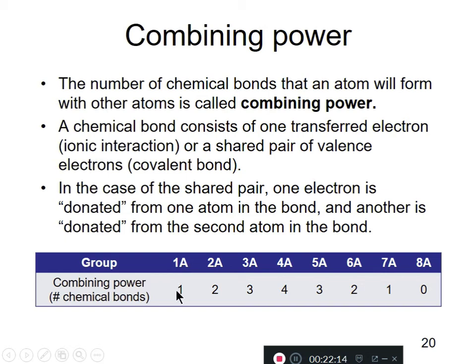So remember, the pattern was 1, 2, 3, 4, 3, 2, 1, 0. Elements in group 1A will form one bond. Elements in group 2 will form 2 bonds. Elements in group 3 will form 3 bonds. Elements in group 4 form 4 bonds. 5 forms 3 bonds. 6 forms 2 bonds. 7 forms 1 bond. And 8A doesn't form any bonds because those are all nonmetals that already have a full outer shell, so there's no need for any.